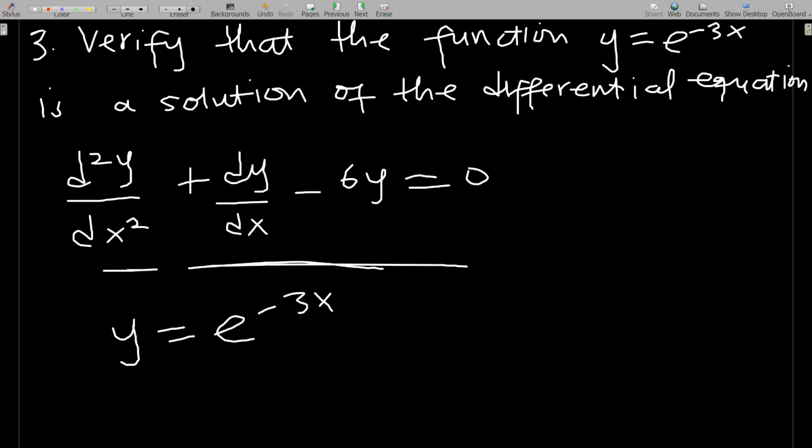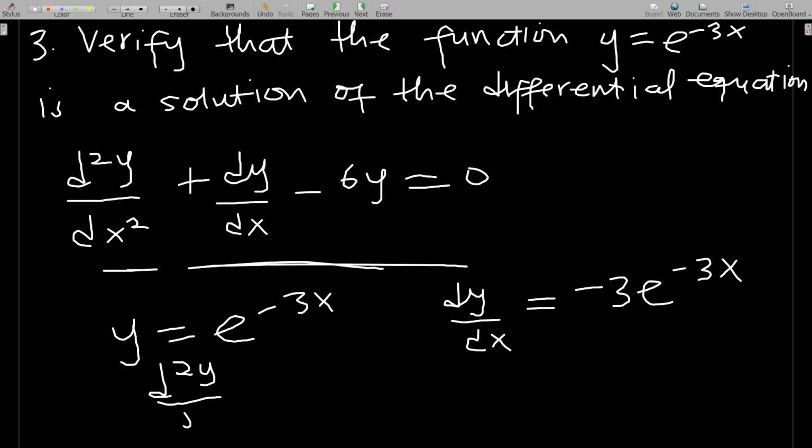So in the differential equation, you have d squared y dx squared, and you have dy dx. So you have to find dy dx, and it's equal to minus 3 e to the minus 3x. I hope you know how to differentiate exponential functions. And then d squared y dx squared is equal to 9 e to the negative 3x, because when you multiply negative 3 by negative 3, you get 9.